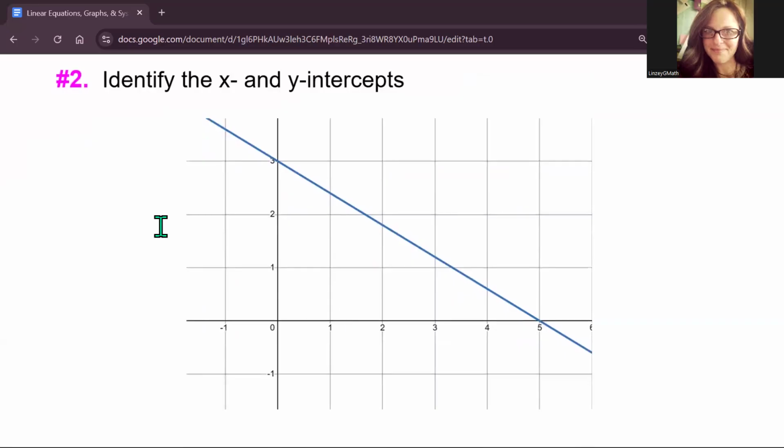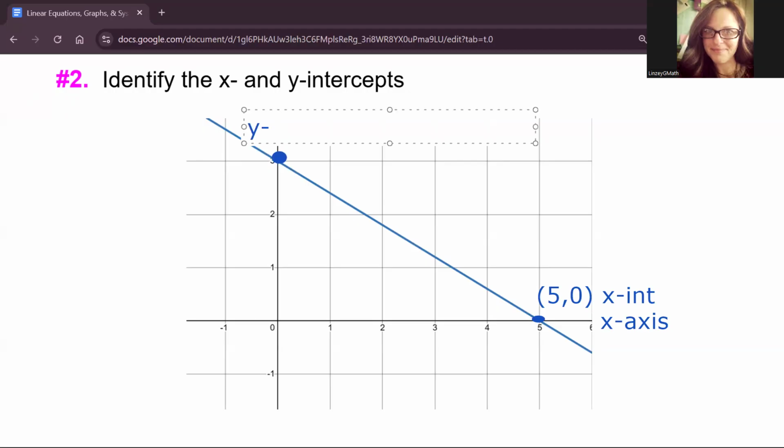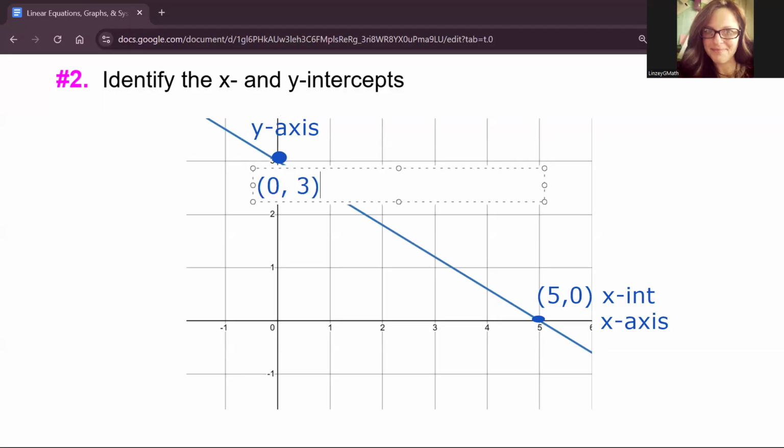Number 2, let's find the x and y intercepts of this graph. All right, starting with the x-intercept. The x-intercept is on the x-axis, and our x-intercept is (5, 0). The y-intercept is on the y-axis, where the line crosses the y-axis, and we get (0, 3) for the y-intercept.